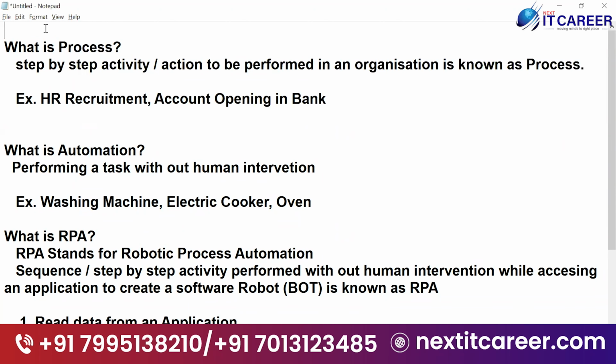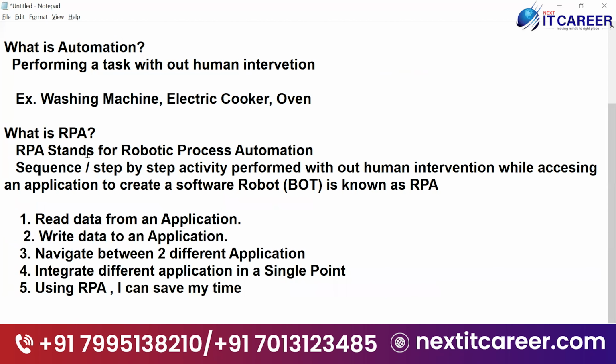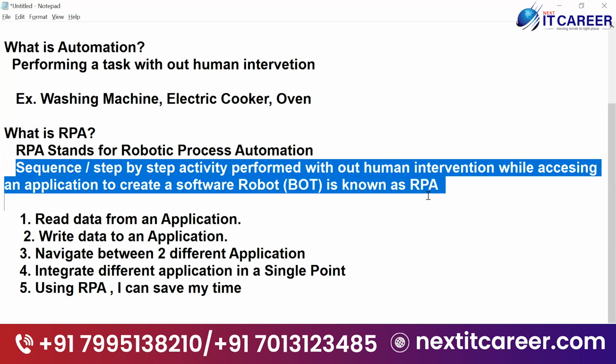Process. What is process? Step-by-step activity to be performed in an organization is known as process. Example, HR recruitment, account opening in bank. What is automation? Performing a task without human intervention. Example, washing machine, electric cooker, oven. Now, what is RPA? RPA stands for robotic process automation. The actual definition of an RPA is sequence of activity or step-by-step activity performed without human intervention while accessing an application to create a software robot or bot is known as RPA.